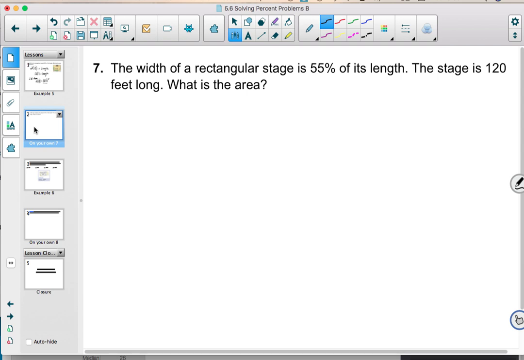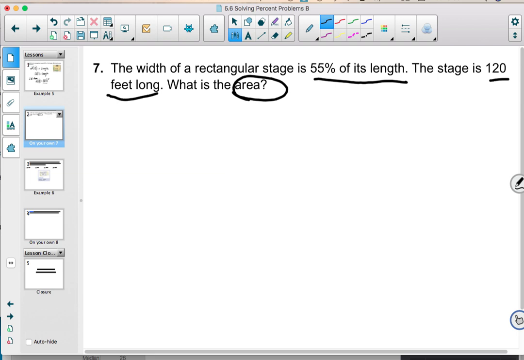55% and 120 feet. Okay, I want 55% of the length, so I know what that 55% is of. And then you said 120 feet long. And why am I circling area? Because that's most important. Because that's what I've got to find.